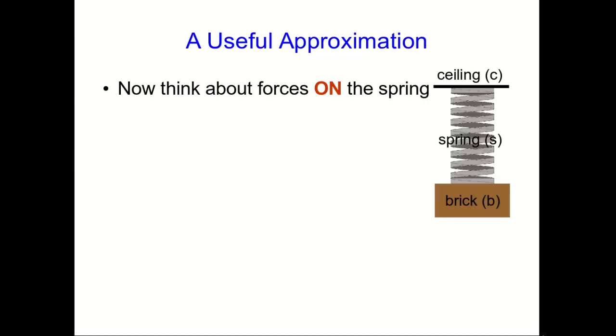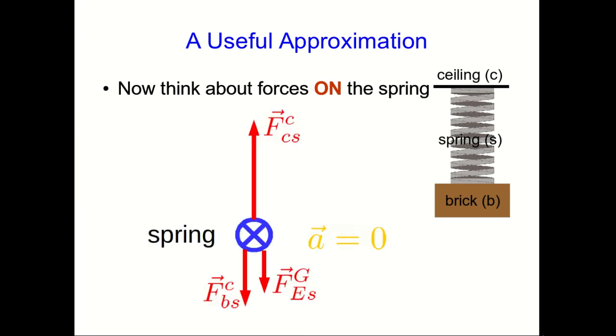Let's shift our attention from forces by a spring to forces on a spring. So here's a spring hanging from the ceiling supporting a brick, and there's its free body diagram. And in particular, this is equilibrium, and so the vector sum of forces should be 0.